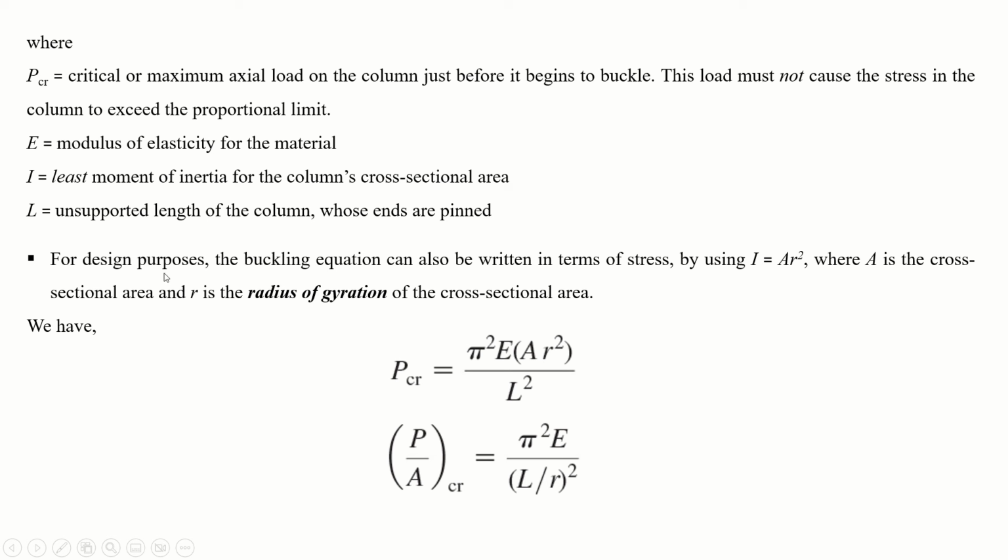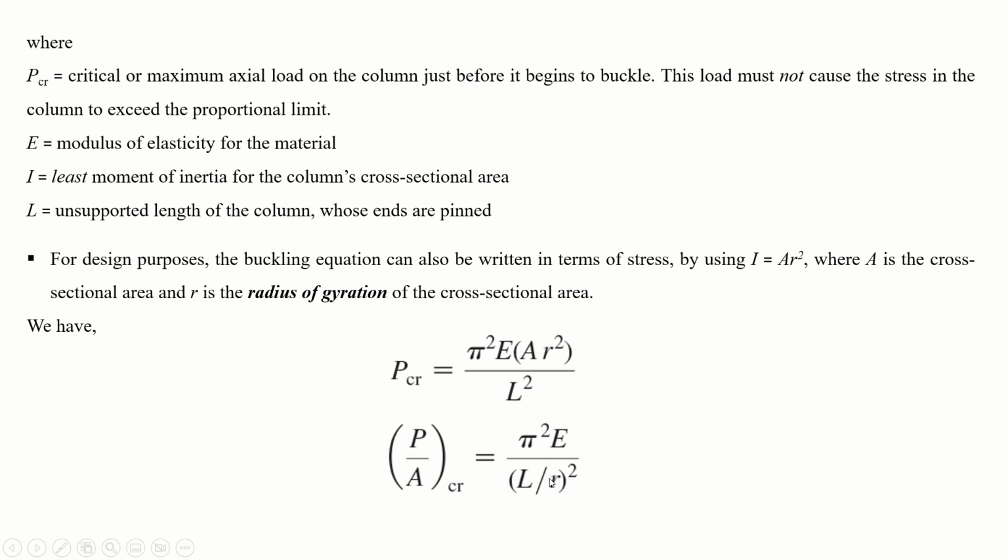For design purposes, the buckling equation can also be written in terms of stress by using the moment of inertia I equal to A times R squared. What is R? R is the radius of gyration, right? And A is the cross-sectional area. So we have P critical equals pi squared EI by L squared, and instead of I, you are using the value of AR squared, right? So A, if it goes to the other side of the equation, will be in the denominator, and R, if you divide it, you can take it down with the L. So L squared by R squared is (L by R) squared.